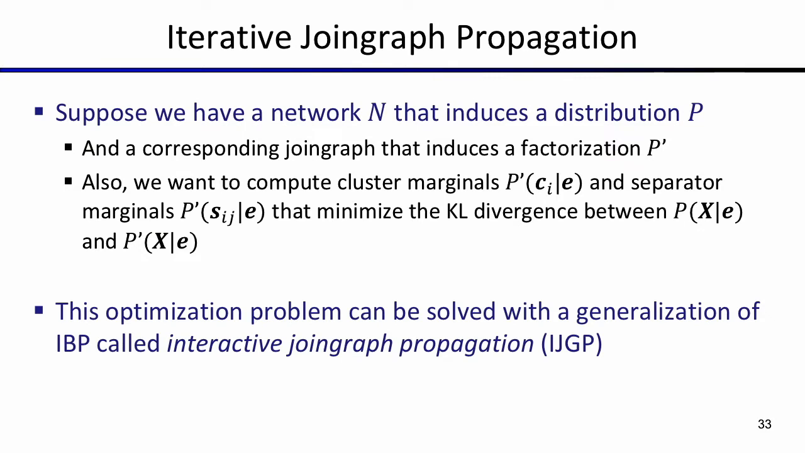And this joint graph induces a factorization P prime. And our objective is to compute the cluster marginals and the separator marginals in a way that will minimize the KL divergence between the true distribution and the approximated distribution. And in order to do this, we're going to exchange messages pretty much like we did with the iterative belief propagation, but now we're going to call this algorithm the iterative joint graph propagation. It's going to be very similar, so we're going to understand this new algorithm as a generalization of the iterative belief propagation algorithm.